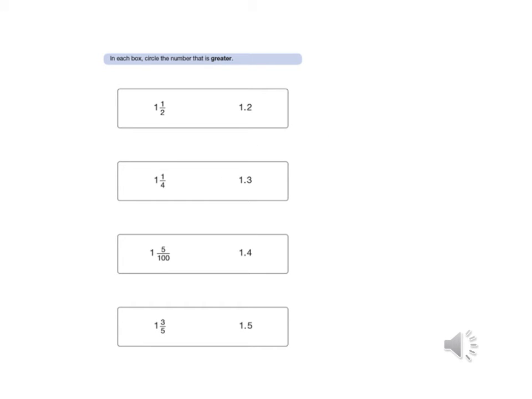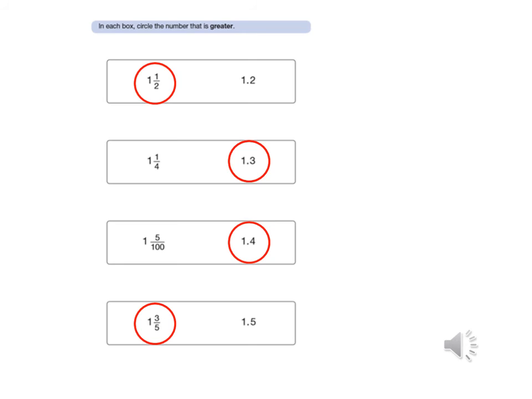In this question, you're asked to circle the number that's greater out of the fraction and its decimal fraction. See if you can have a go at which ones you think should be circled. Before we unpick this question, these are the ones you should have circled to see how well you did. But now we're going to have a look at each one individually to see why it's the largest number.